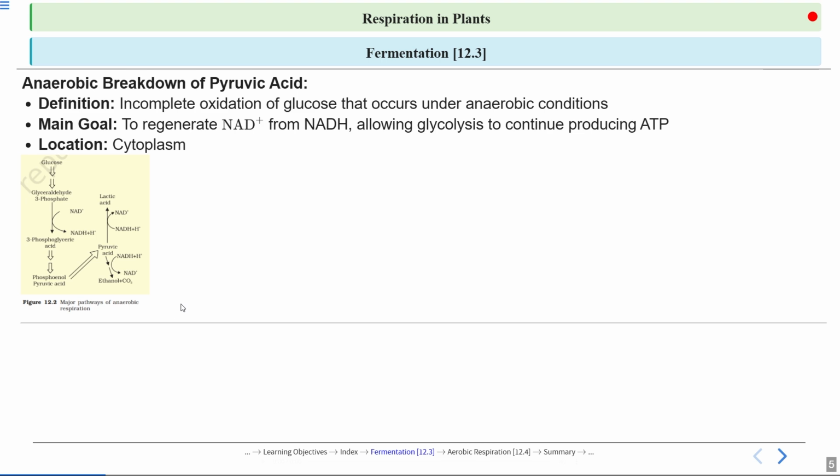So the first step is decarboxylation. The two molecules of pyruvic acid are converted into two molecules of acetaldehyde. This step releases two molecules of carbon dioxide.